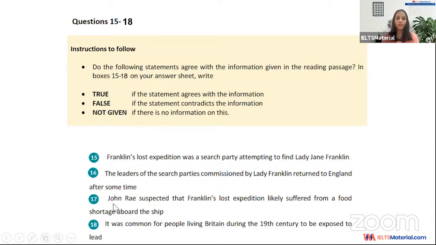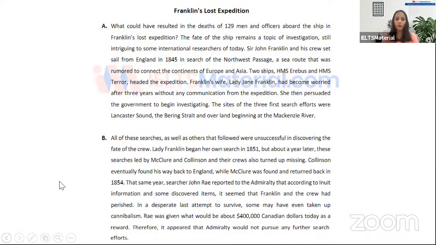Now let's solve the next one. John Ray suspected that Franklin's lost expedition likely suffered from a food shortage aboard the ship. So let's see what they have talked about ship and food shortage. All right, I'm getting answers from you. So let's find John Ray. So is there any mention of food shortage? No, right? Yes, Muqtadir, that's correct. Not given. Clearly, there's no information on food shortage, even if you read the entire passage, not even synonyms as such. All right, great.